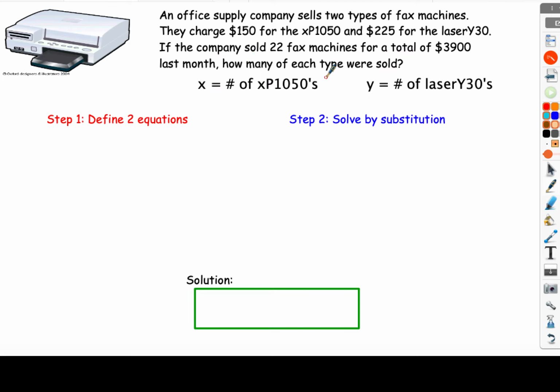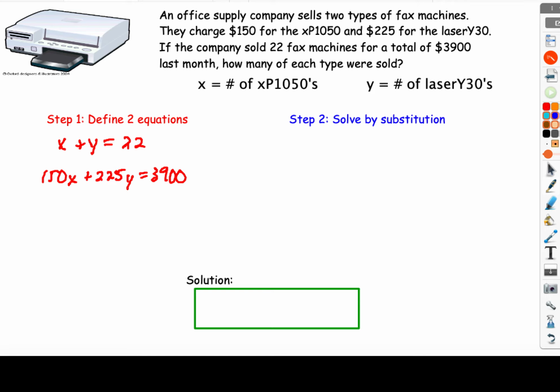Well, if we're finding how many of each type, let's define a couple variables. Let's call X the number of XP 1050s, and we'll call Y the number of Laser Y30s. Let's define 2 equations then. The first equation is X plus Y, all the fax machines put together should be 22 total fax machines. Then $150 times X would be the amount of money we spent on XP 1050s, plus $225 per Laser Y30, and all the money put together was $3,900.